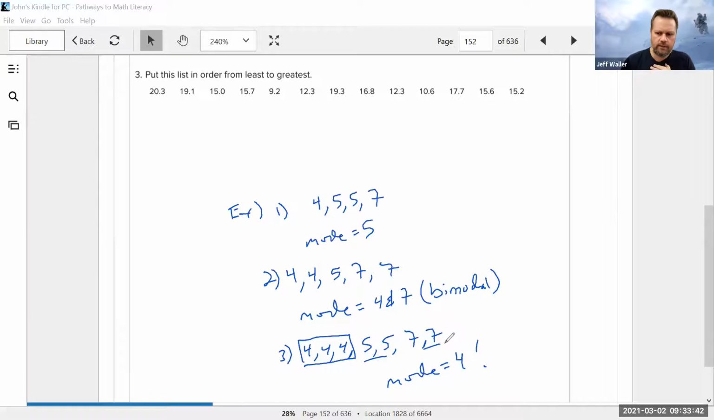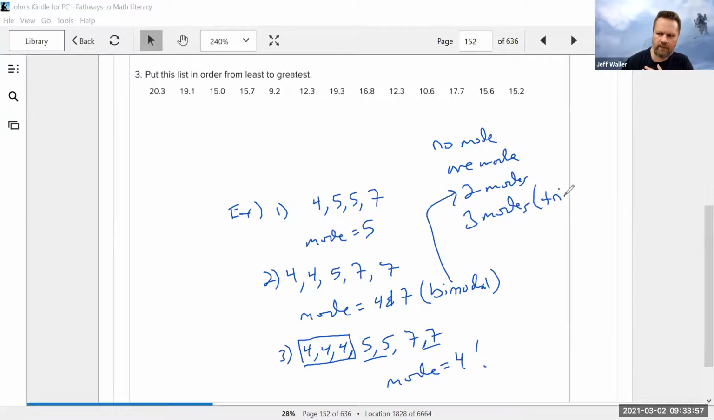I like it. And we can go up to tri-modal. So you can have no mode. You can have 1 mode. You can have 2 modes. This is bimodal. You can have 3 modes. That's tri-modal. And then after that, we just go, no, there's no mode. Any more than that, we're like, no. There's nowhere that it seems the data is clustering if it's clustering in more than 3 places.